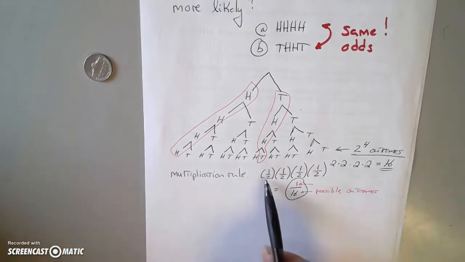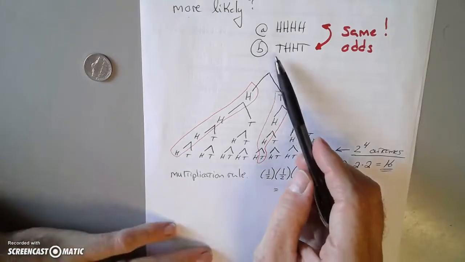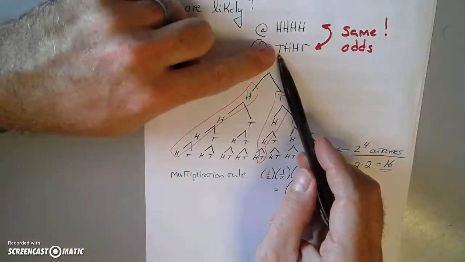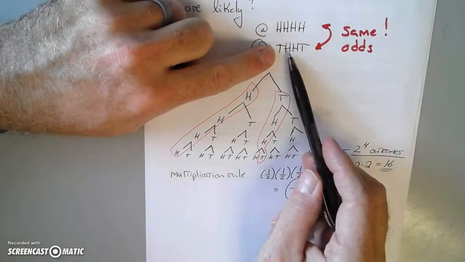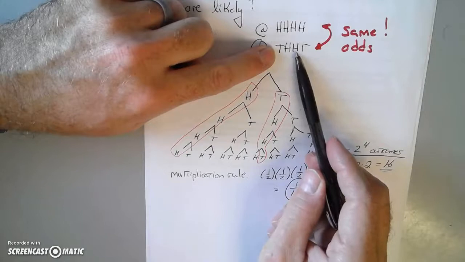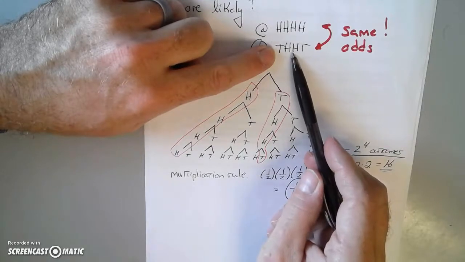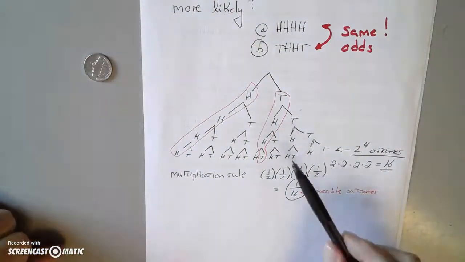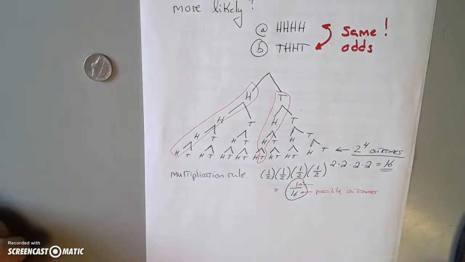But notice that this is the same way we would figure out what are the odds of getting tails, then heads, then heads, then tails. Well, the odds of getting tails is 1/2. The odds of then getting heads is 1/2. The odds of then getting heads is 1/2. And the odds of getting tails is 1/2. All of these are equally likely, even though some seem more extraordinary. They're not.